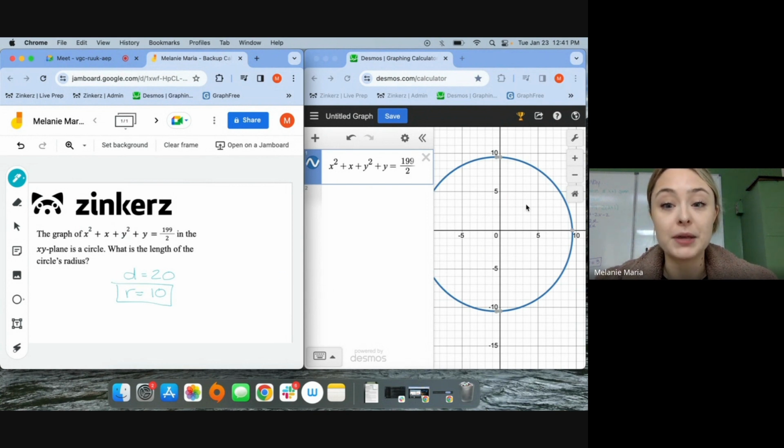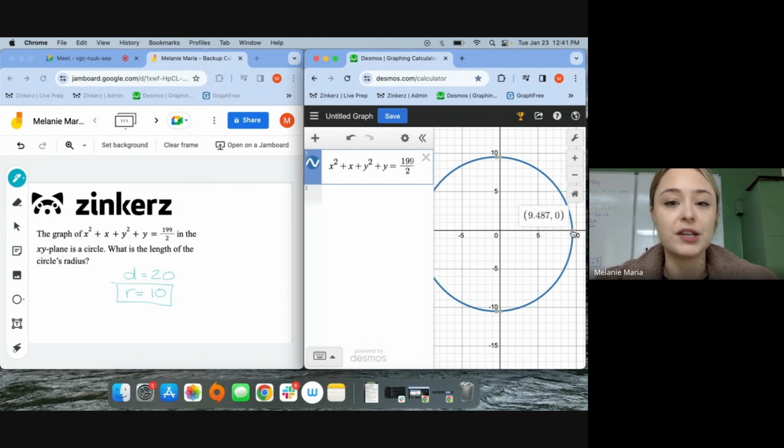Again, the most important part is being careful to not just assume that this endpoint over here is the one to look at. We don't always know that it's centered at 0, 0, unless, of course, they tell us.